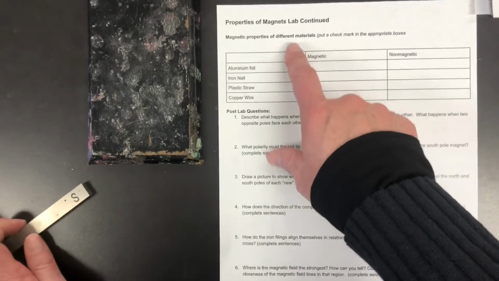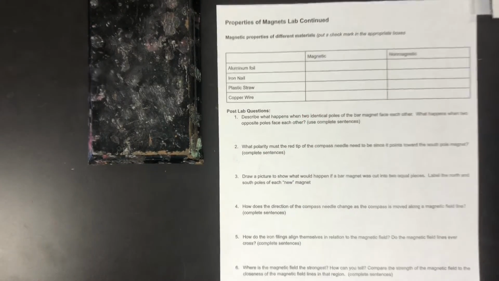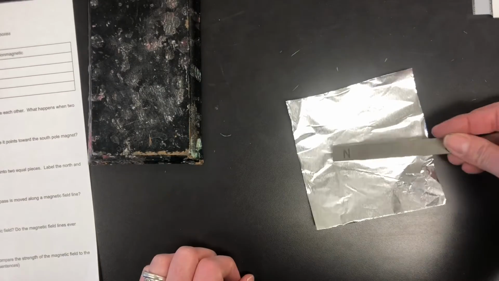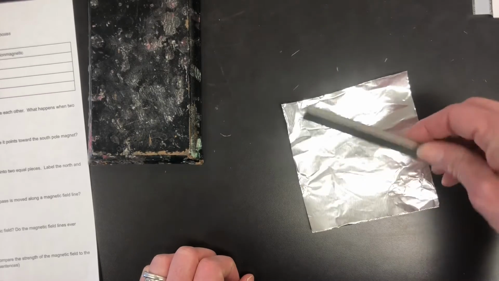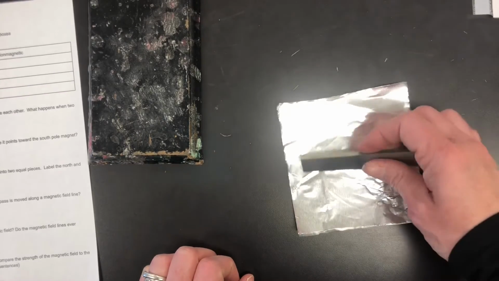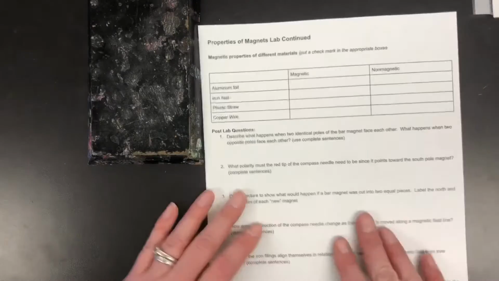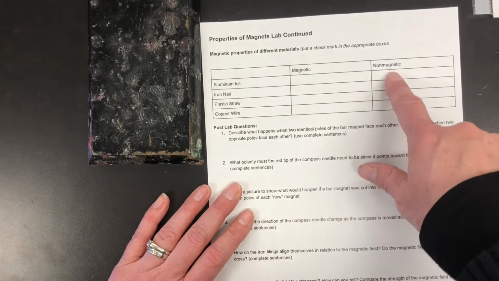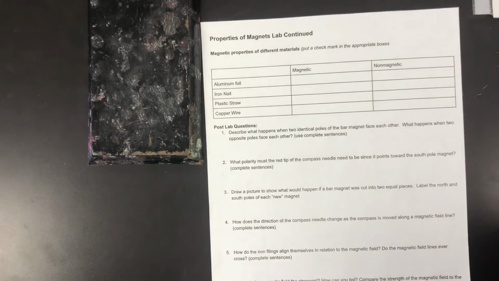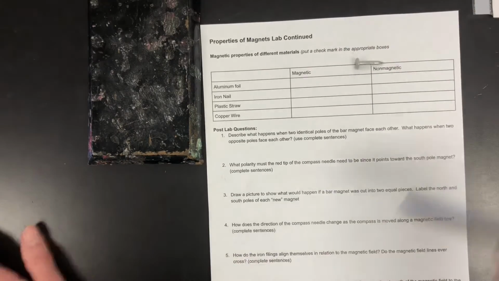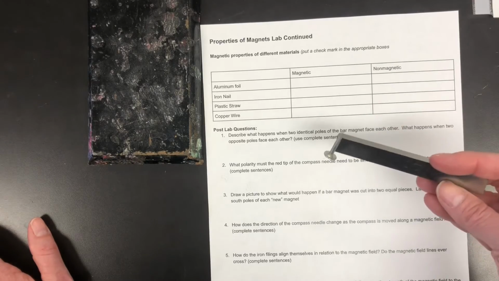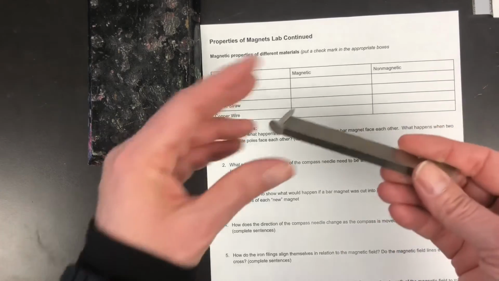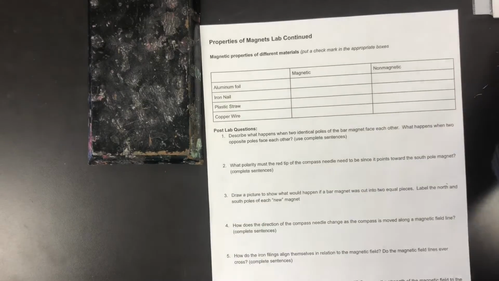Okay, and then if we go to the back, now we want to find the magnetic properties of different materials. Okay, so I have aluminum foil. And so here's my magnet, trying to see if this has magnetic properties. So then, whatever you noticed, if you think it's magnetic, put a check there. If you think it's non-magnetic, put a check there. The next thing I have is an iron nail. Okay, so if you think it's magnetic, check magnetic. If you think it's non-magnetic, check non-magnetic.